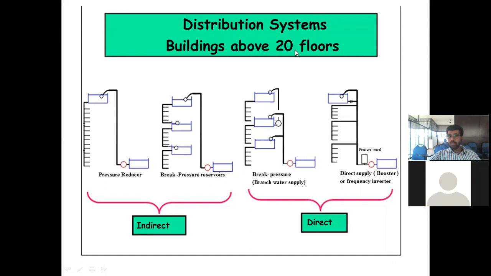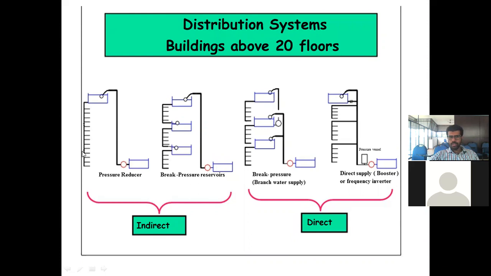Since it is above 20 floors, if you keep this water as it is, all the fixtures will be broken because of the high pressure, because the height is 20 floors. 20 floors means it automatically comes under a high-rise building. So we have to give a pressure reducer valve.